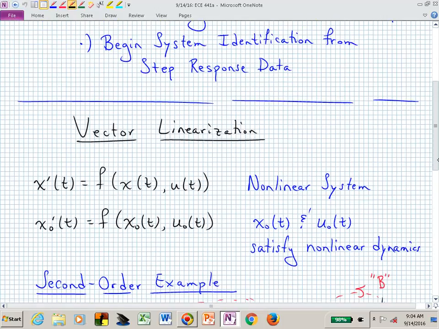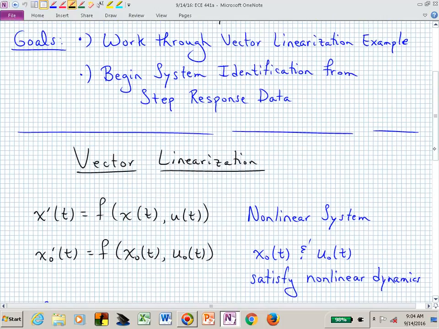As a starter, with this linearization process, we have a nonlinear system, which means this function f is a nonlinear quantity in terms of the state variables and the input. The x0 and the u0, and remember, x0 and u0 could be vectors, actually satisfy that nonlinear equation, that dynamic system. That's a nominal solution to that system, and we are linearizing around that nominal solution.